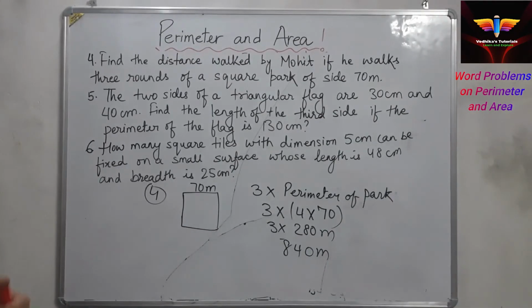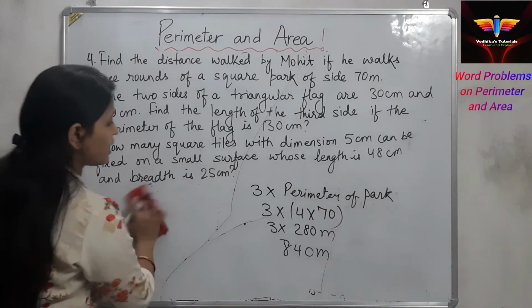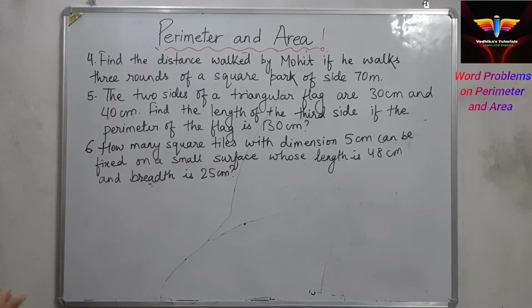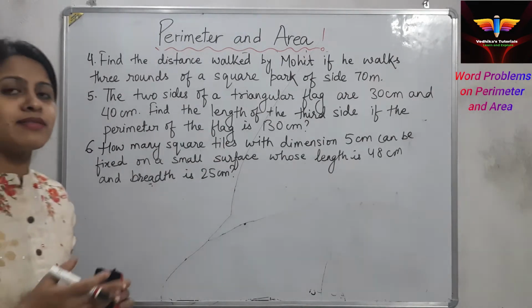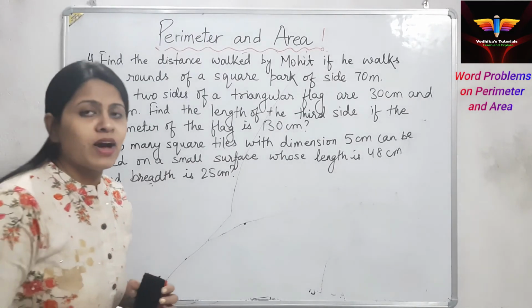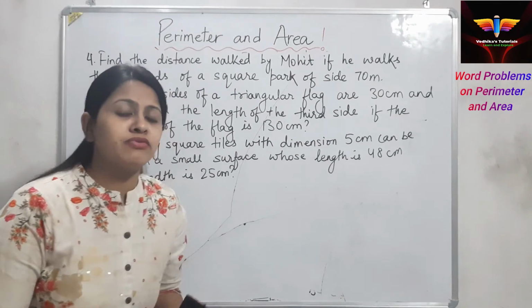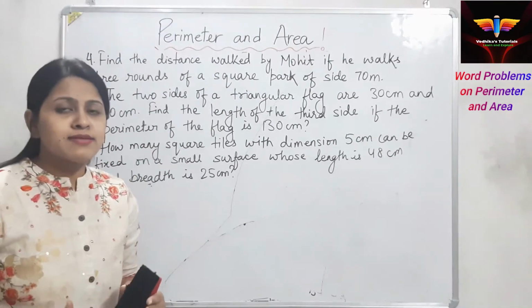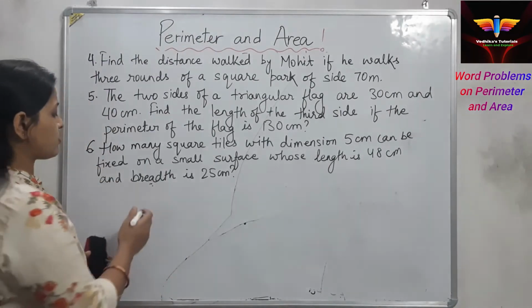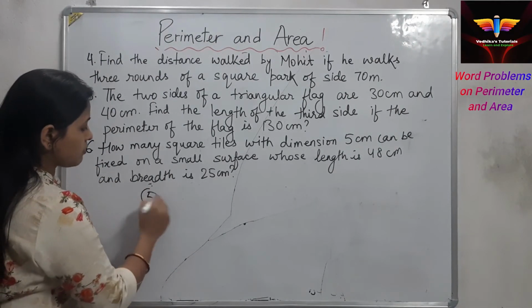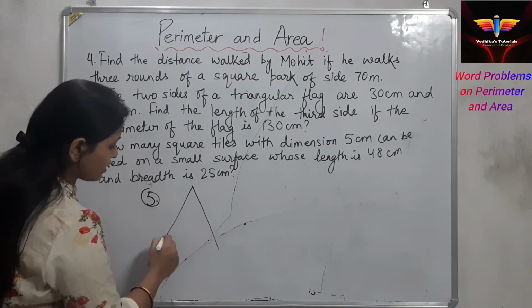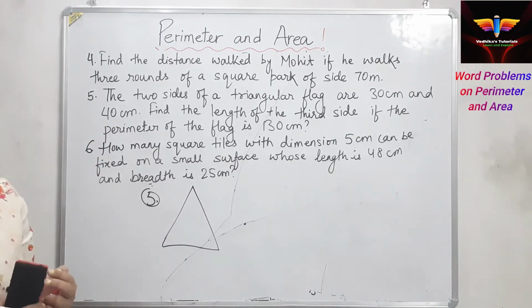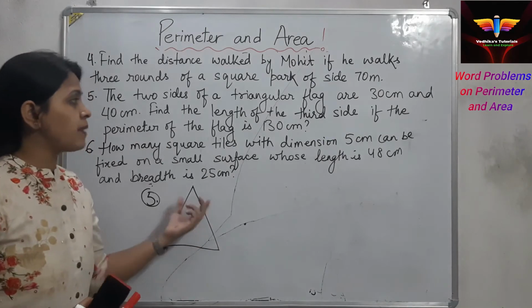Okay, now let's see question number 5, about the 2 sides of a triangular flag. I have given this question because it is about perimeter, and for a triangle there is no special formula to find the perimeter. To find the perimeter of any closed figure, as I explained in the first video, we need to add the sides.